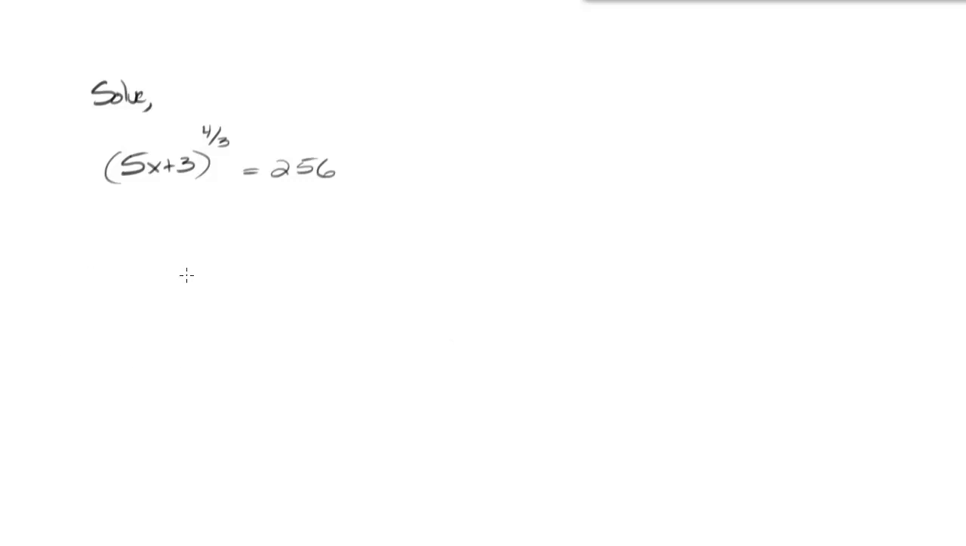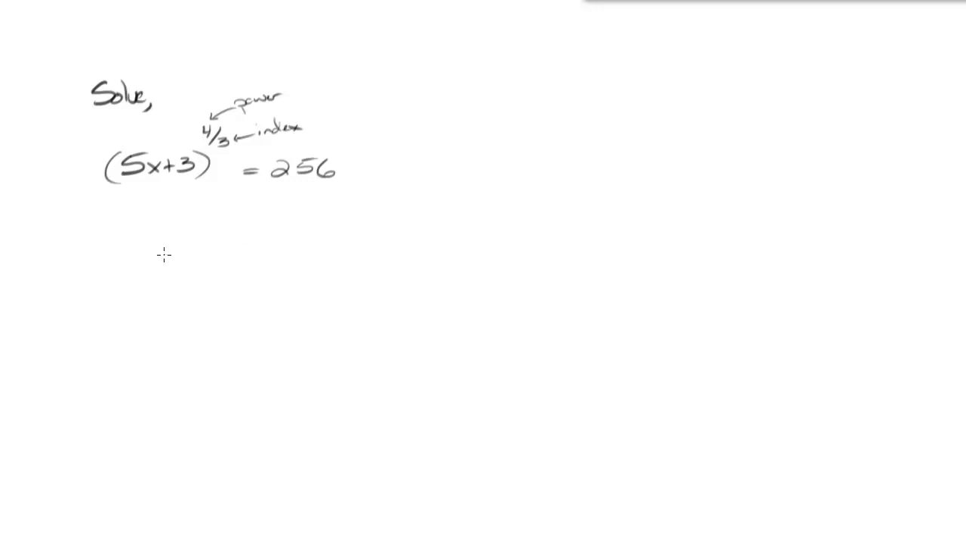All right, we're going to solve this power equation that has a rational exponent. There are a couple different ways of doing this, but what I'm going to do is first write this in radical form. This 4 in the numerator is going to be the power, and this denominator is going to be the index of a radical.